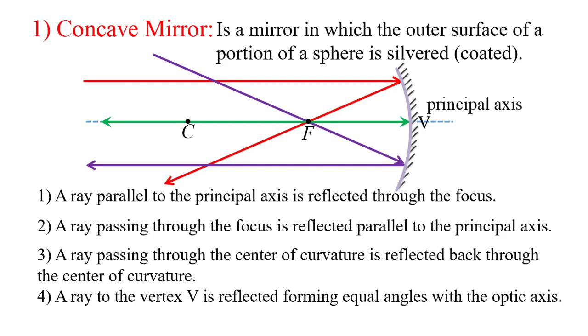Fourthly, a ray to the vertex V is reflected, forming equal angles with the optic axis. That means these two angles must be the same, because those are simply the angle of incidence and the angle of reflection.